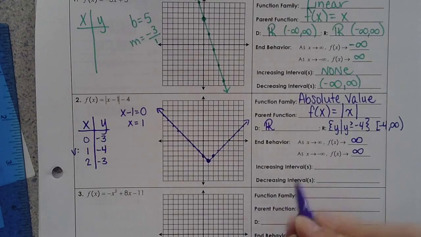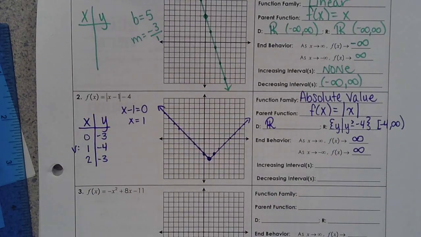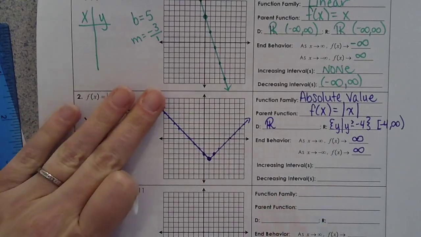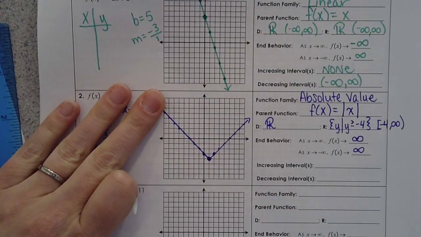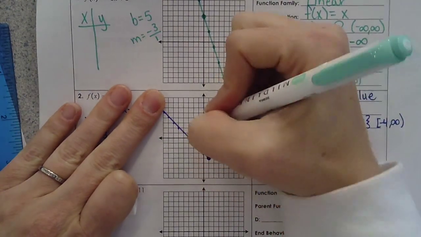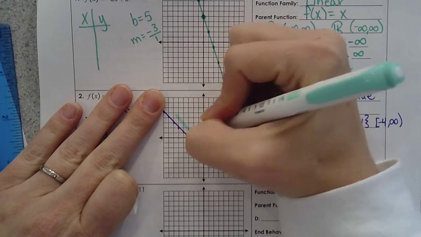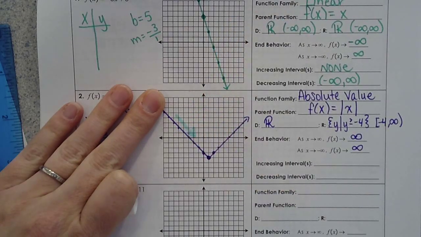And then this has both an increasing and a decreasing interval. Okay, my decreasing interval, if I ignore the arrow here, don't let the arrow confuse you, this section of my line has a negative slope.